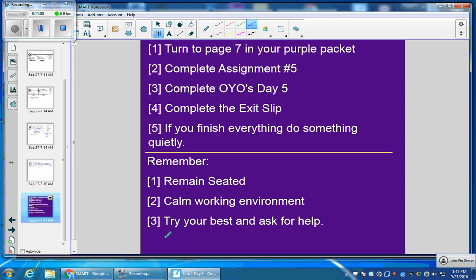So just a reminder that during work time, we are remaining seated. We are in a calm working environment so that everyone has the chance to work. And just again, try your best and ask for help. If somebody is able to help you, they will. If not, you can wait and skip that problem that you need help on until Monday.